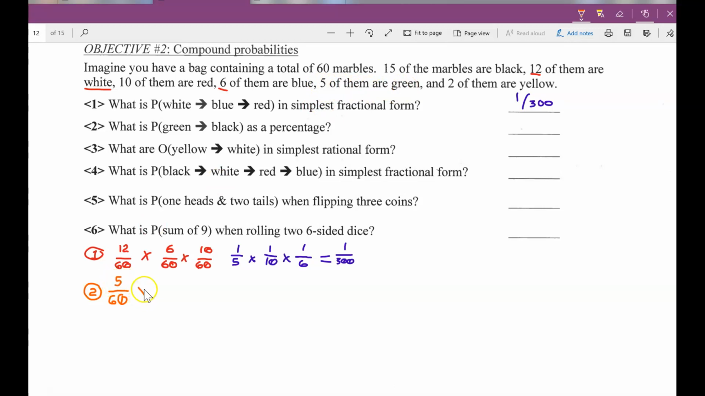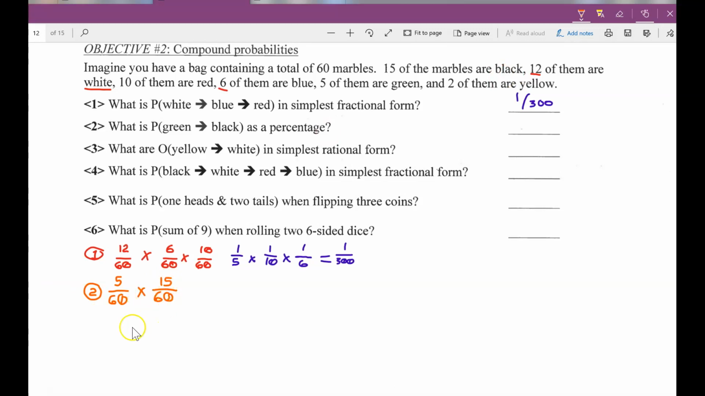Once we pull that green out, we put it back into the cup, we replace it, and now we have 60 marbles for our second draw, and we need to pull out a black. How many of them are black? 15 of the marbles are black. So we have 15 on top.